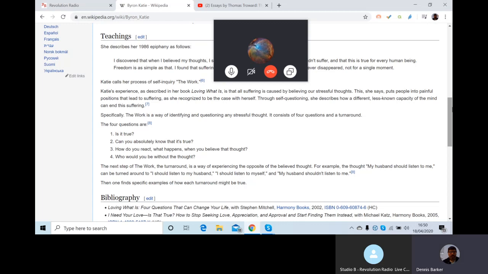So there's another section to this as well, which she describes as a turnaround, which is a philosophical reversal. It's a reversal of the point of view or reversal of the assumptions. The example given on Wikipedia is the thought, my husband should listen to me. And that can be turned around to, I should listen to my husband. Or I should listen to myself. Or my husband shouldn't listen to me. So it's reversing the question, reversing the assumption.